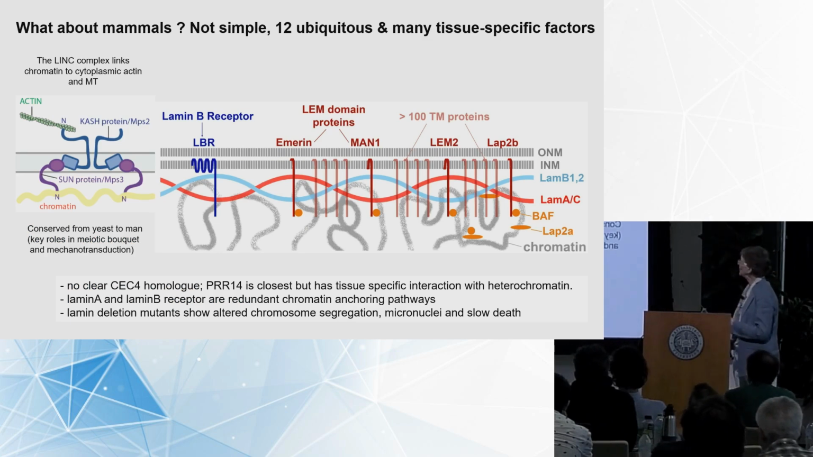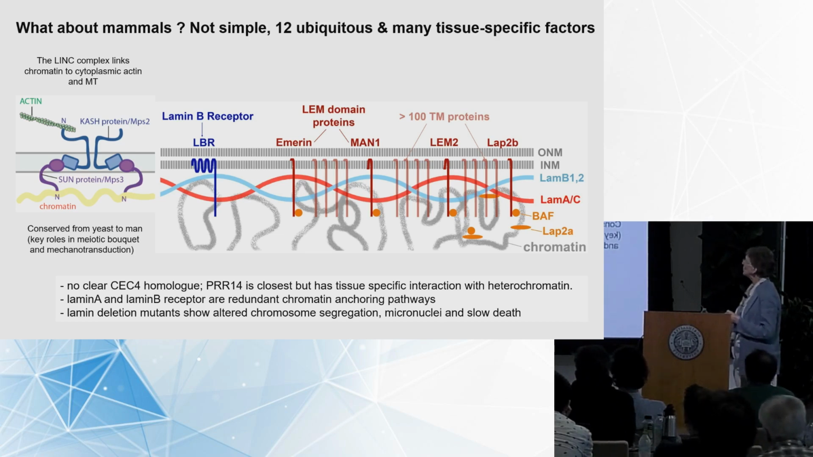So mammalian cells have the lamins, and they have many of the same conserved inner membrane protein molecules that extend. Some of them have interaction with chromatin indirectly. They do not have a CEC4 homologue, although PRR14 is close, but it's only a tissue-specific type of interaction with heterochromatin. It seems to be more active in differentiated cells than in early embryos.